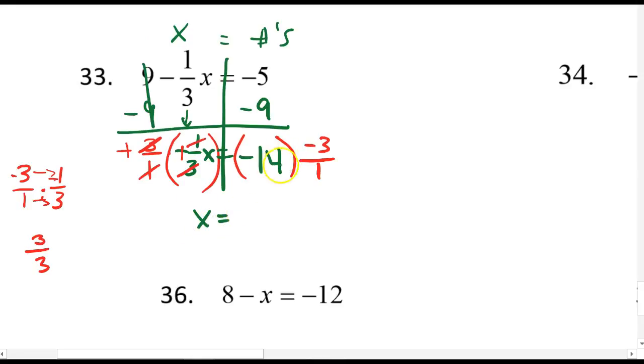Okay. Now we have a whole number times a fraction. Okay. What you do is put this over 1, and then again multiply across. 14 times 3, 42. And negative times a negative is a positive, so that negative will cancel out. 1 times 1 is just 1. But as most of you know, 42 over 1, or any number over 1, is just the same number. So x equals 42. Okay.